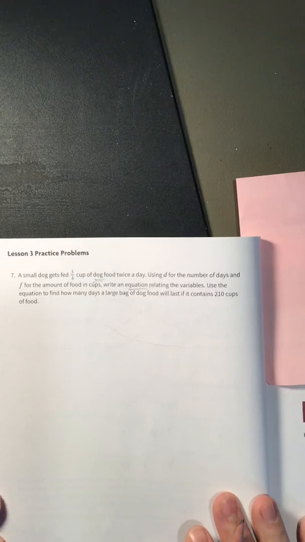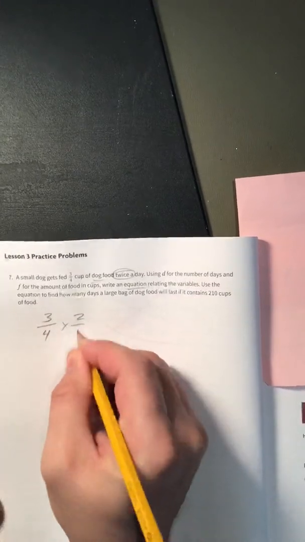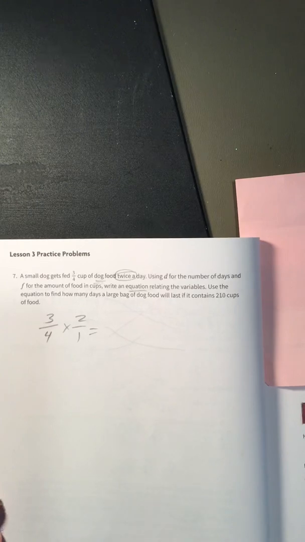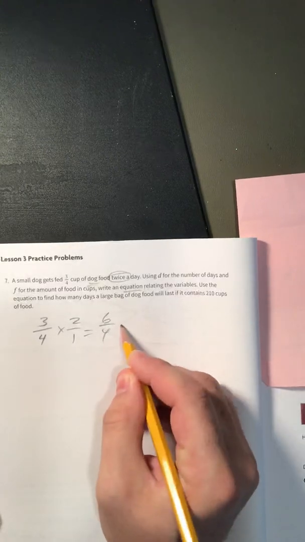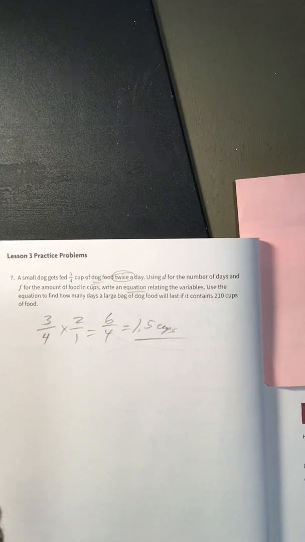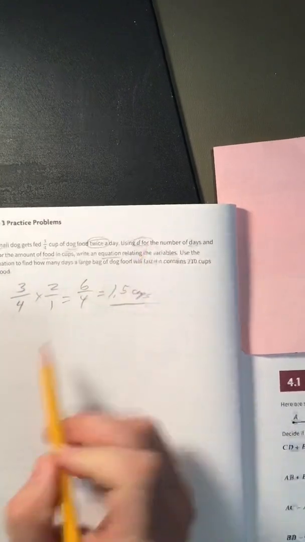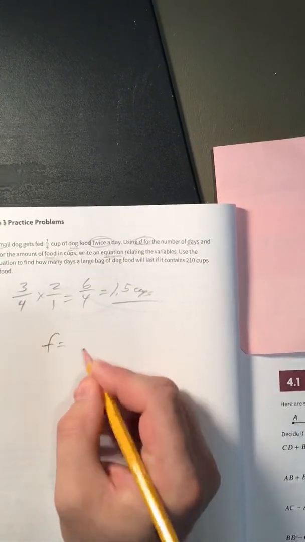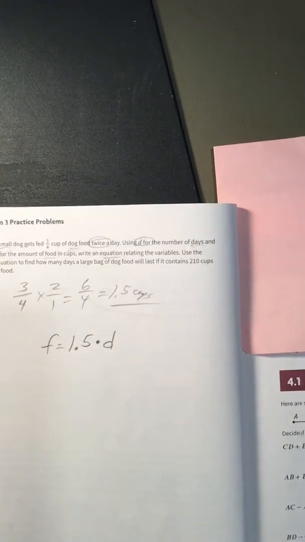So it says write an equation. 3/4 cup of food twice a day. Okay, so if your dog's getting 3/4 of a cup of food twice, how much food are they getting a day? What's 3/4 doubled? Okay, it'd be 6/4, or 1.5 cups. Okay, so my equation, how much food? It says days and food, that's what I'm going to use for variables. So amount of food equals 1.5 cups per day times the number of days. Okay, so there's my equation.